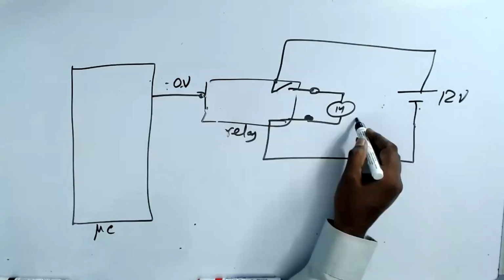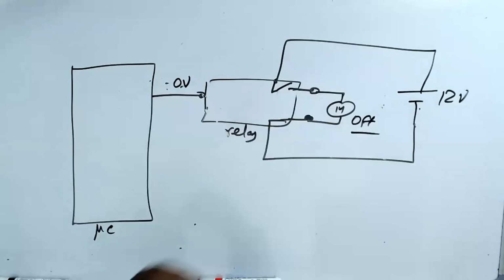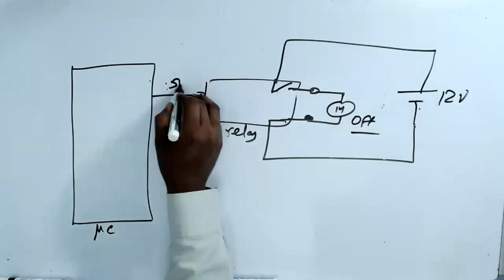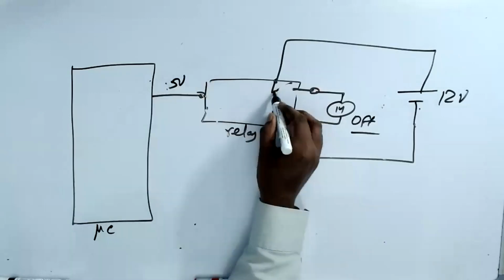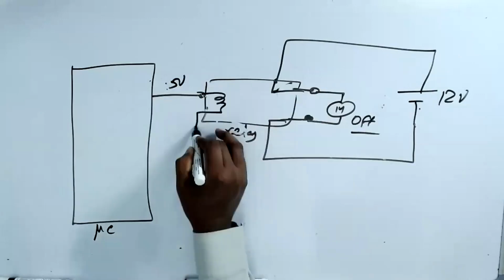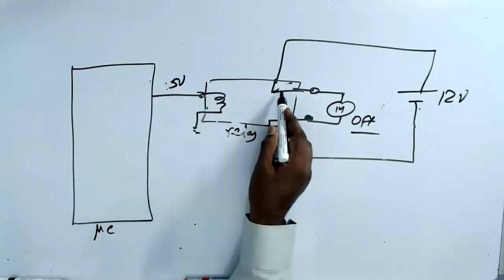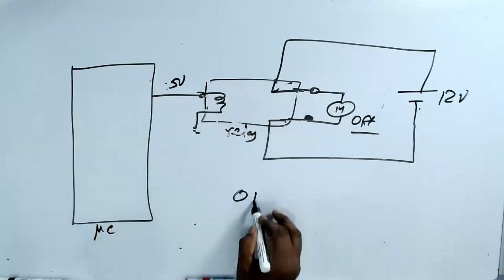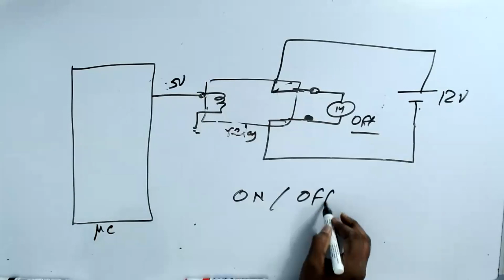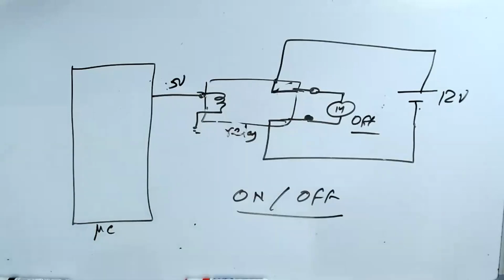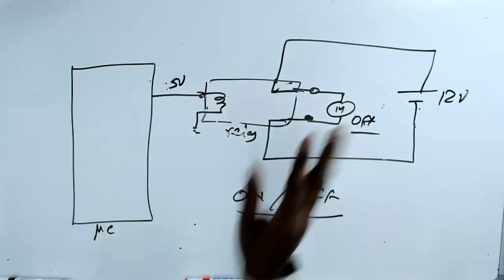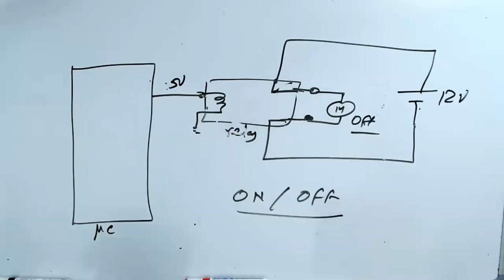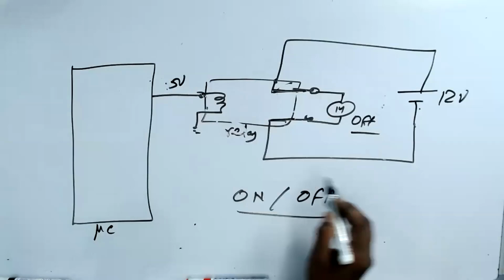The moment you give 5 volt, then the switch is on. That means there's a coil. Now the switch is on, so the motor will rotate. So you can control the motor on or off. It's a simple method to control the motor on or off. And you can connect any motor as long as the relay supports 12 volt and 1 ampere.